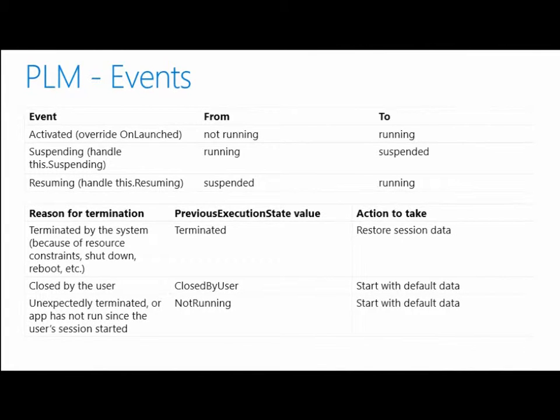Now, of course, the user can also have decided to close the application. In that case, you will have ClosedByUser as previous execution state. And then you should, of course, start with default data. Same goes for if the application simply wasn't running. You should start with default data. So these are a few events and handlers you can use for your application state, for process lifecycle management, and the things you should do when you end up in one of them.